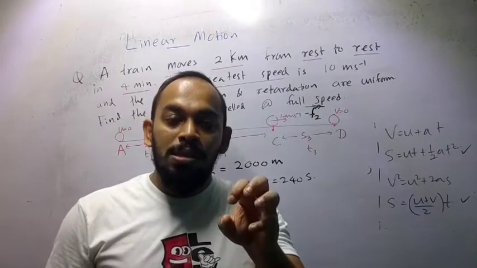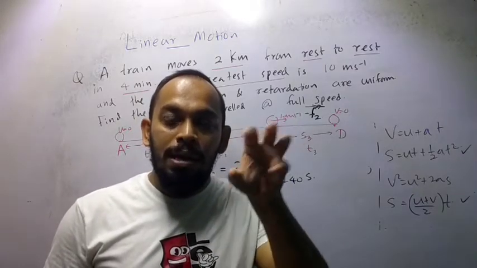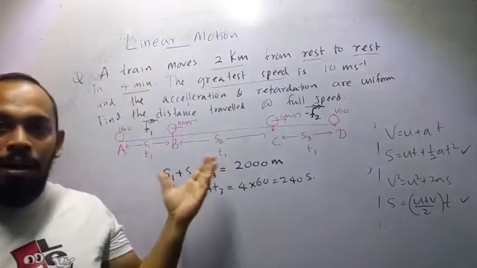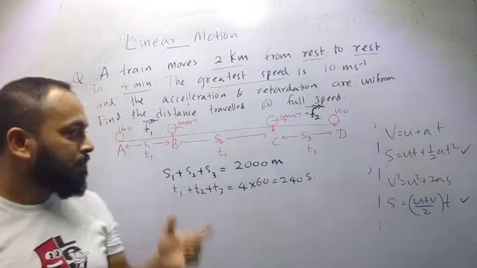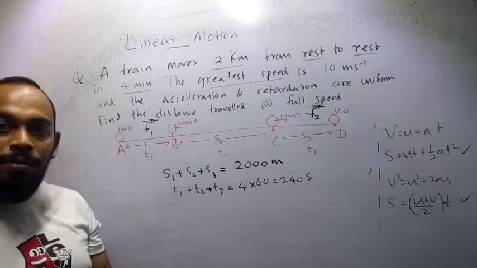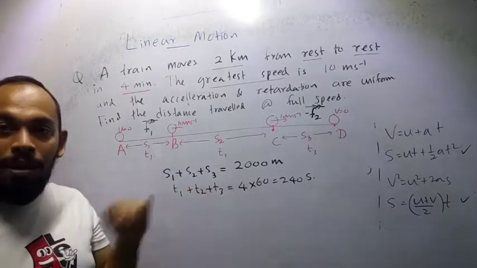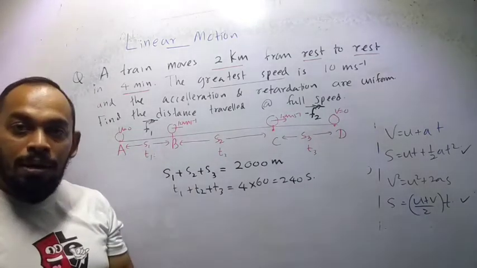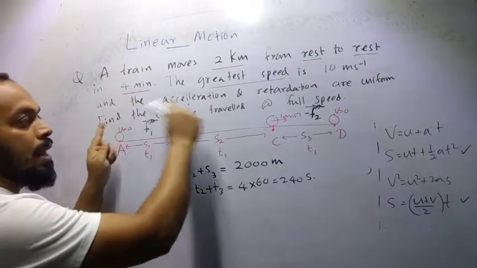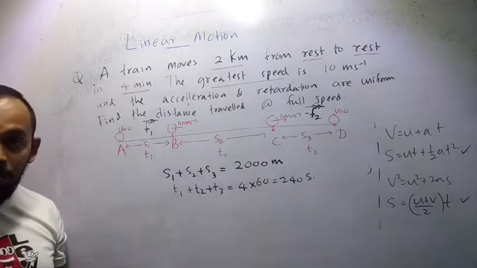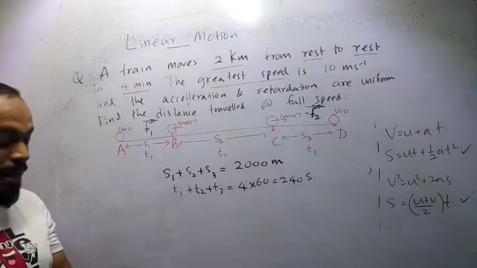So if the total displacement and total time data are given, we need to mark the displacements and times piece by piece. Otherwise we can't use them. The other reason we mark them like this is that throughout this motion the acceleration is not constant.